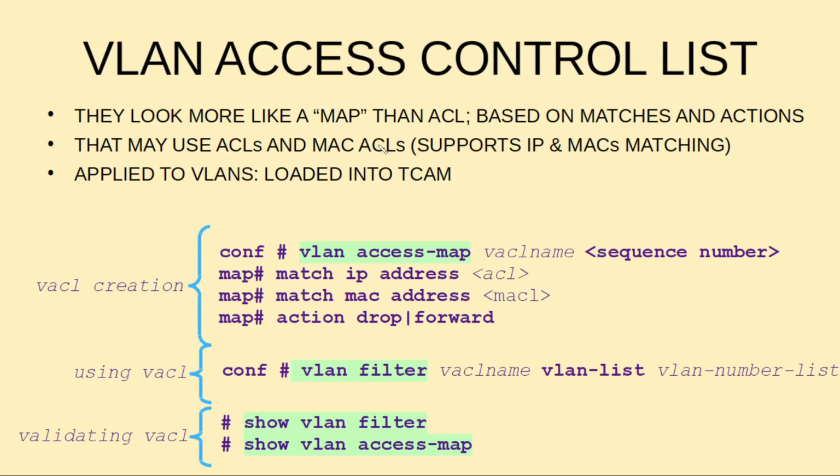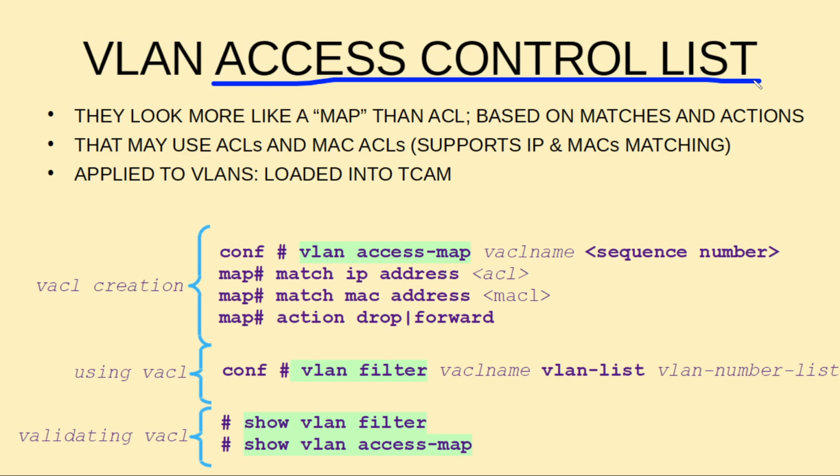Okay, let's move on and talk about VLAN access control lists. Although they are called access control lists, these are not configured in the same manner as we did with IP access control lists or MAC access control lists. Probably the name is not really adequate for this feature. Maybe they should be called VLAN traffic maps or something like that.